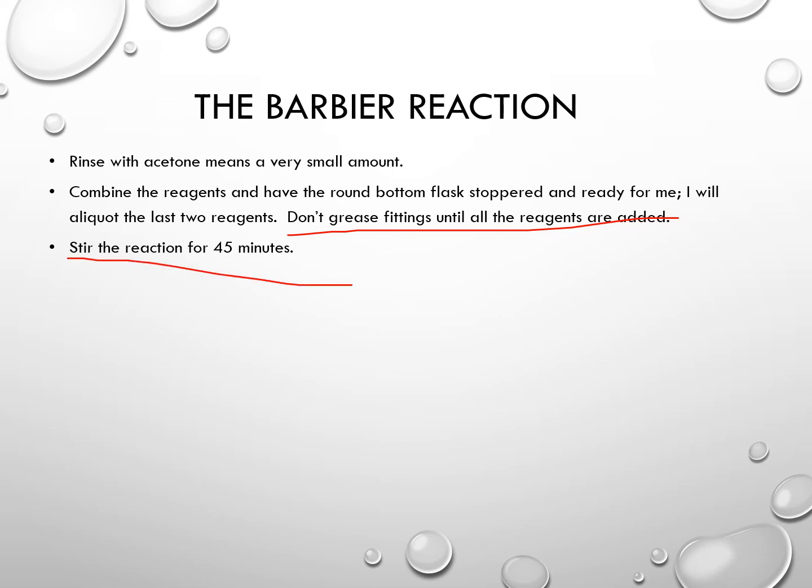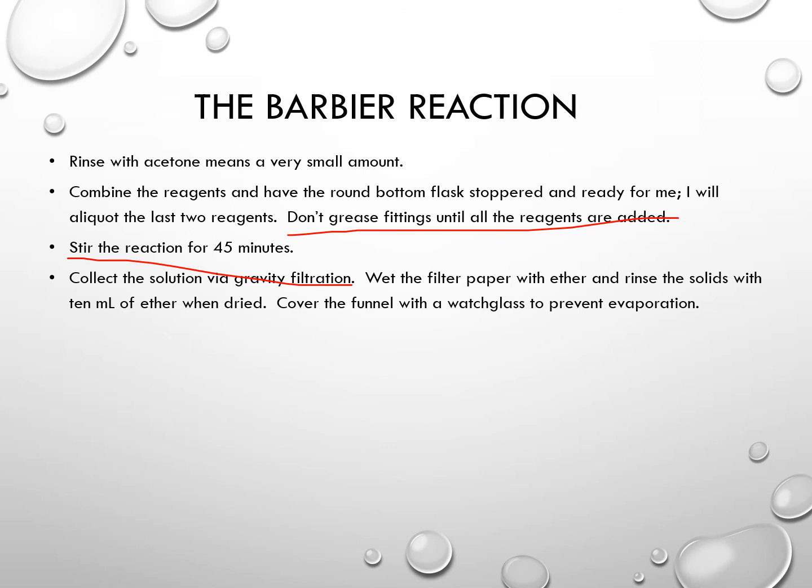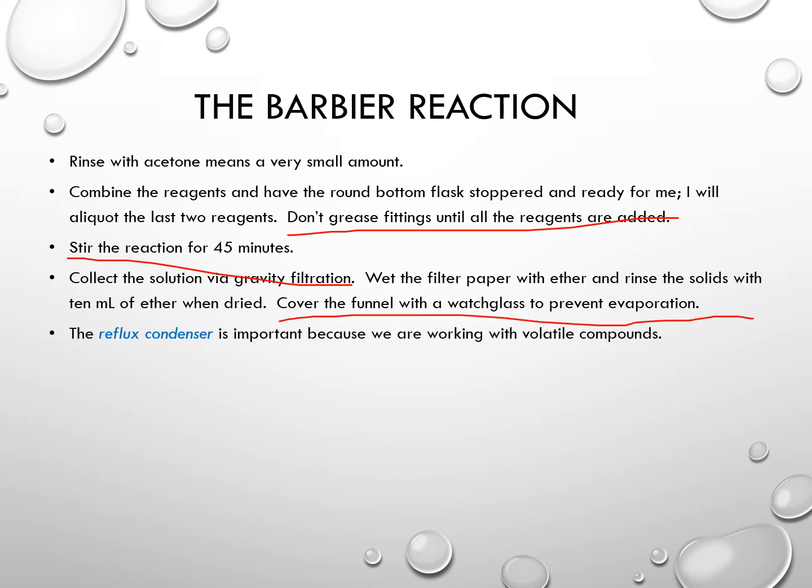Stir for 45. Remember, that goes under the arrow. And now you're going to collect the solution through gravity filtration. Wet the filter paper with ether. So why do we do this? We wet the filter paper beforehand so that when we pour our stuff into it, the filter paper doesn't lift up. And then we're going to rinse the solids with 10 mils of ether when dried. So we're trying to get out all of our organic stuff. And then we're going to cover the funnel with a watch glass. Ether is going to evaporate very quickly. We don't want that to happen.